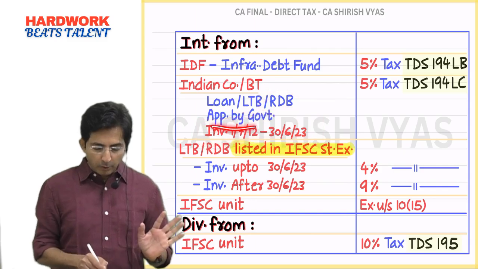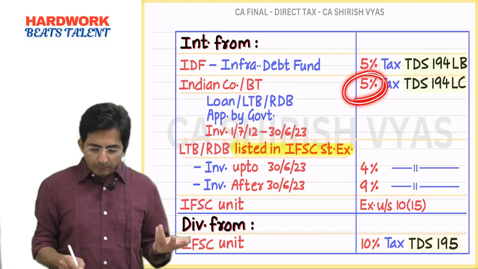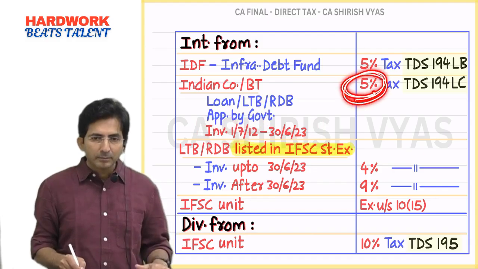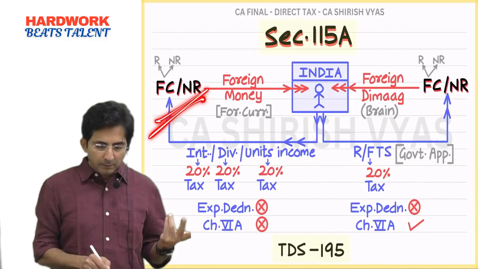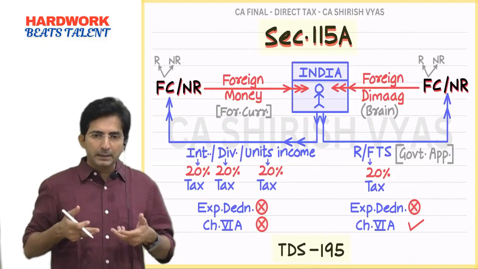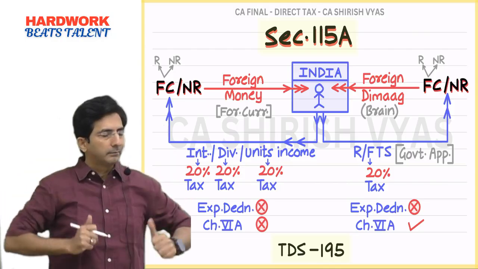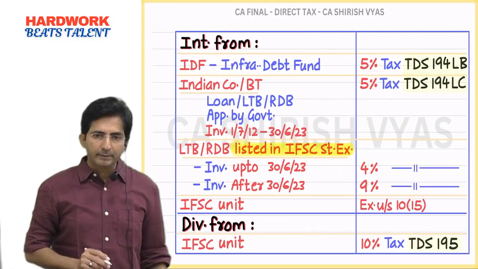Yes, approved by government is not given, but we can assume approved by government. So I will take 5% tax. Now don't say, but sir, this is only for FCNR. So what? FIIs are special, but basically their structure is a foreign company. So if 5% is beneficial, why will they not take it?